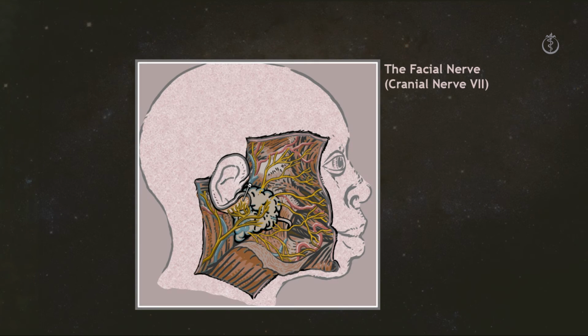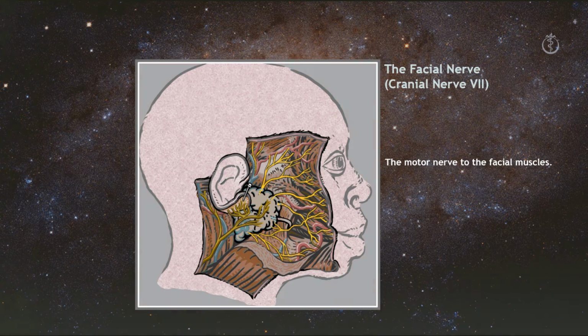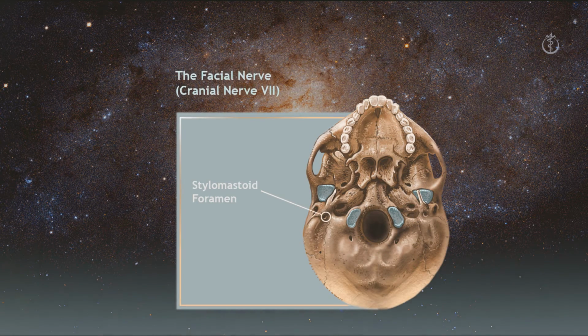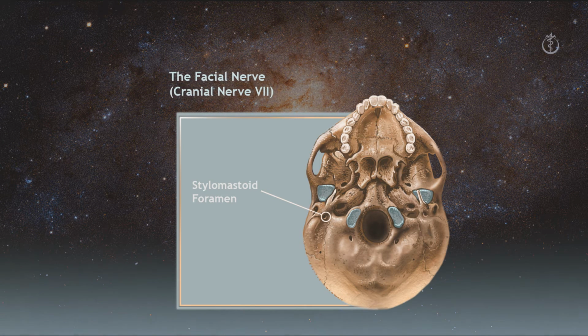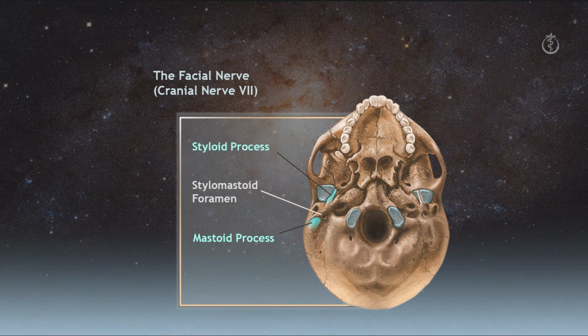The facial nerve, cranial nerve 7, is the motor nerve to the facial muscles. The facial nerve emerges from the skull through the stylomastoid foramen, an opening in the base of the skull located between the styloid process and the mastoid process.